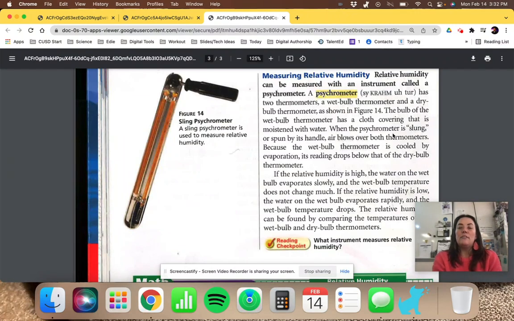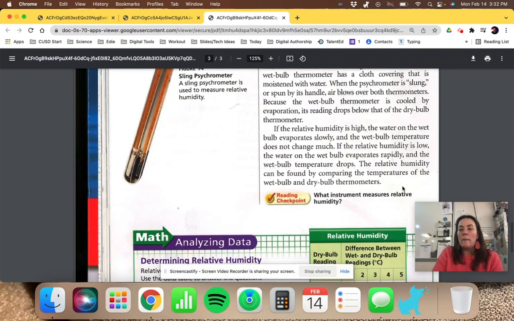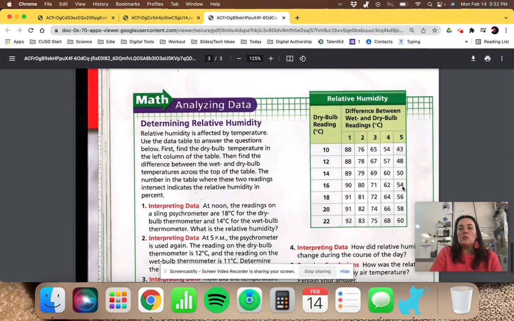If the relative humidity is high, the water on the wet bulb evaporates more slowly and the wet bulb temperature doesn't change. But if the relative humidity is low, the water in that little wet cloth will be able to evaporate and cause more cooling. So if the relative humidity is low, the water on the wet bulb evaporates rapidly and the wet bulb temperature drops. The relative humidity can be found by comparing the temperatures of the wet bulb and dry bulb thermometers. And so let me talk about that with you here.